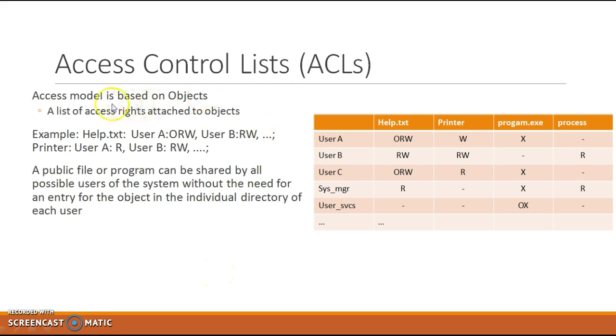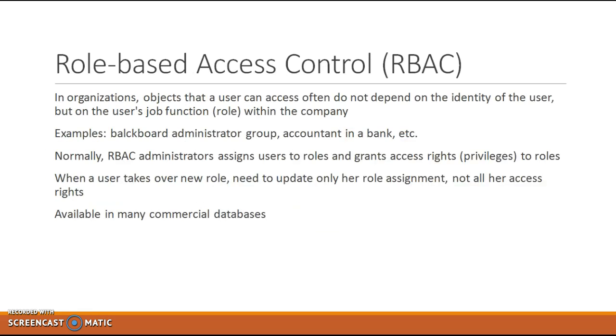Access control list. The access model is based on an object and a list of access control rights to the object. We have these different rights for help.txt. So this is the explanation for all we have discussed according to the different subjects, objects, and rights. There's a very popular access control model called RBAC. RBAC is considered to be an important model. It is termed role-based access control.